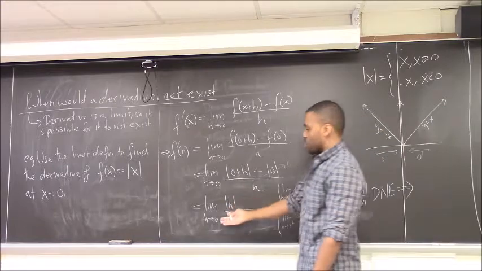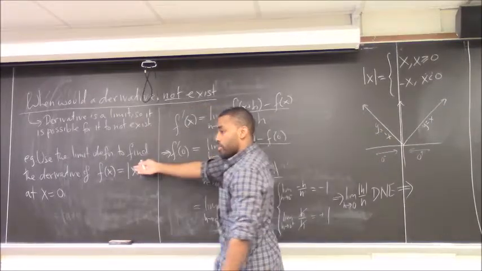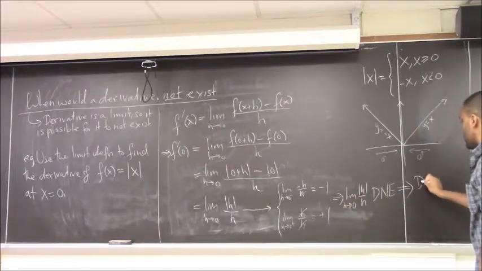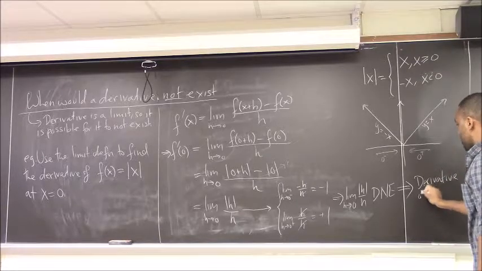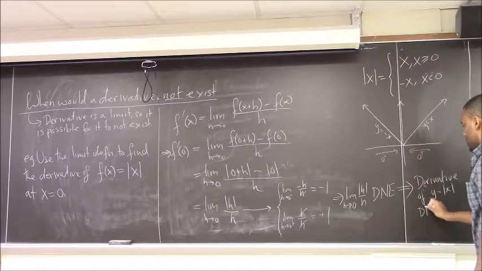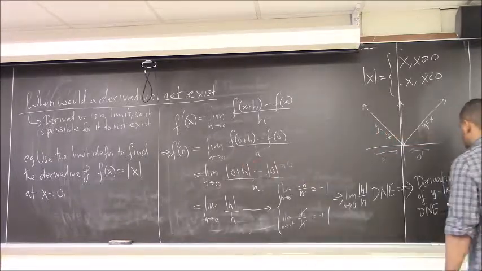But this is not some random limit. This is the limit to compute the derivative of this function. So if that limit doesn't exist, it means the derivative doesn't exist. Does not exist at this particular point, at x equals 0.